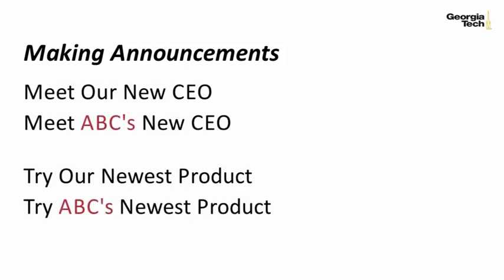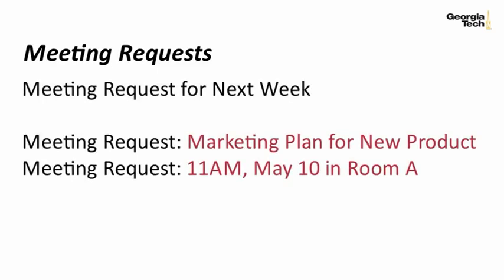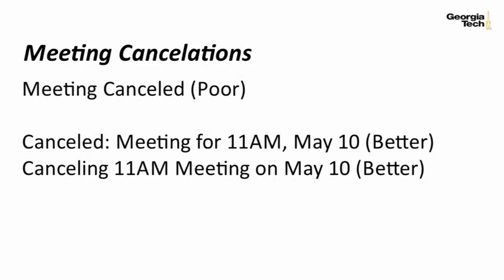Okay. If you have the information, being more specific and direct for meeting requests can also be helpful. Compare these examples with the one we looked at earlier. And when canceling something, it is essential that you include specific information so the reader doesn't get confused about what you are canceling.